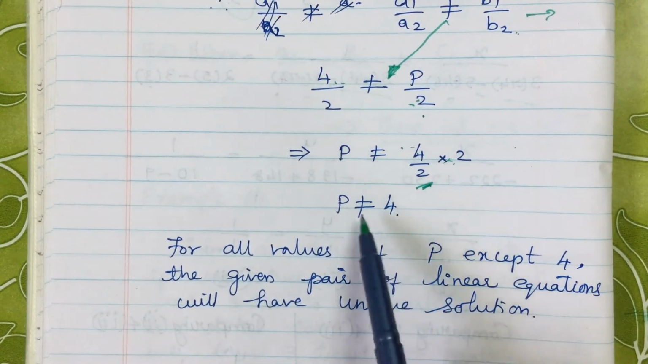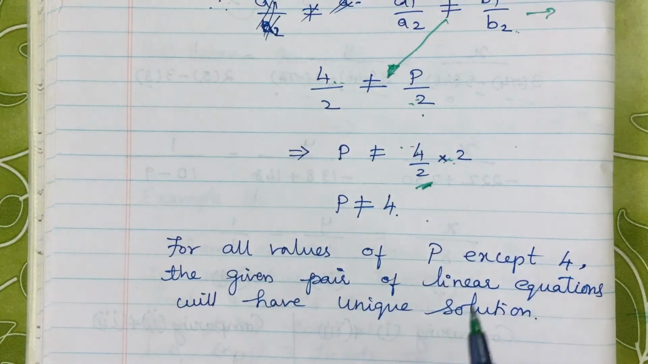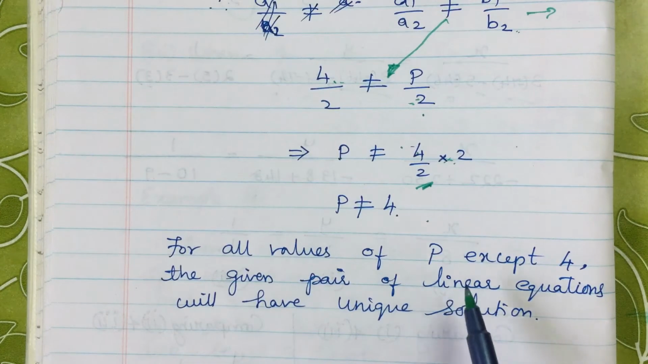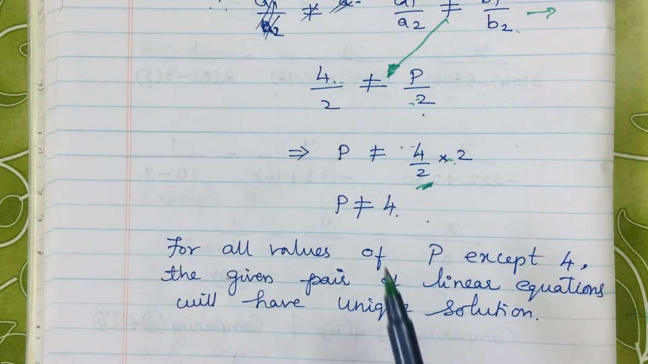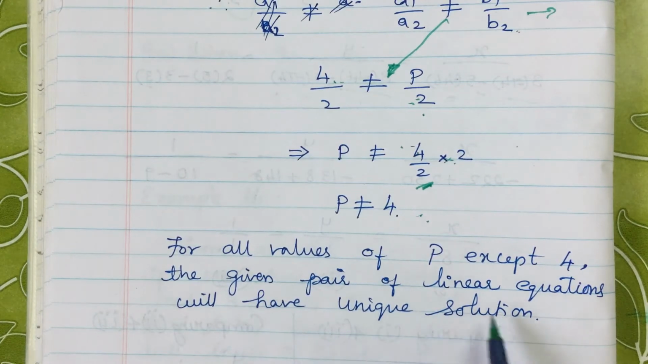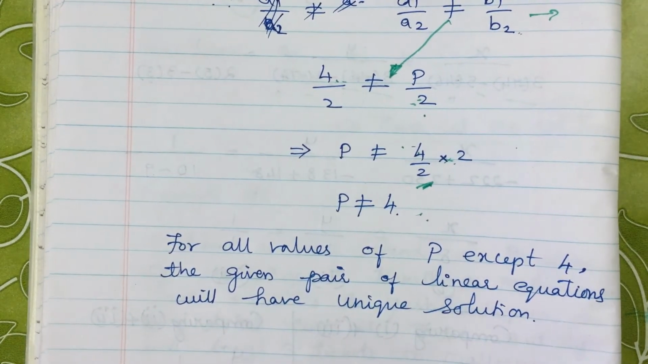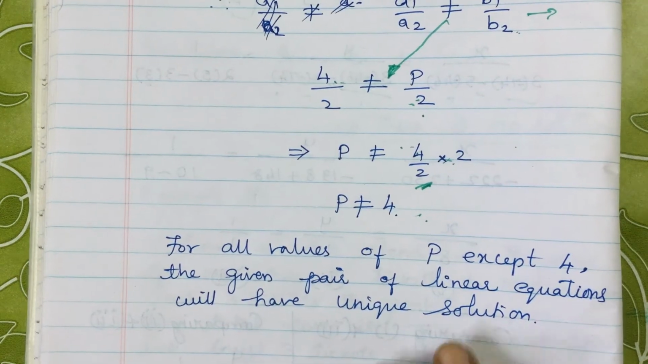2 will get cancelled, so you'll be getting p is not equal to 4. So what you can conclude from this is that for all values of p except 4, because p should not be equal to 4, the given pair of linear equations will have a unique solution. Whenever p equals 4, you cannot conclude they have a unique solution.